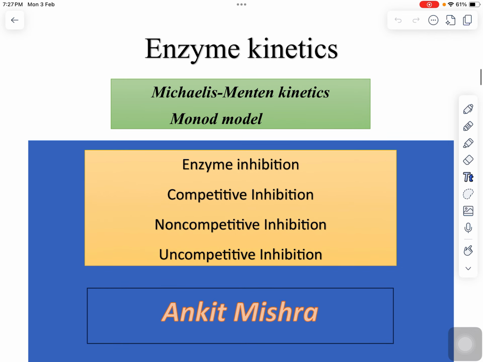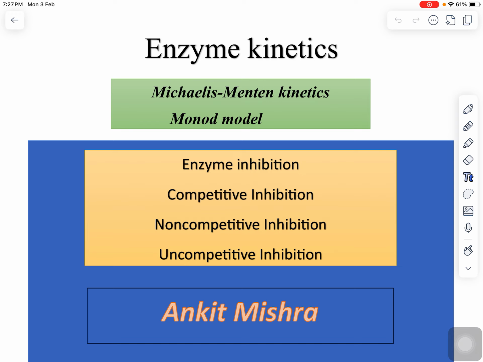So in this lecture, first I'll let you know what sorts of things I'm going to discuss. I'll be talking about enzyme kinetics and these two important equations that are in the GATE syllabus, Michaelis Menten kinetics and the Monod model. After that I'll be talking about enzyme inhibition, also competitive, non-competitive, and uncompetitive inhibition. I think all of these 4 or 5 points are very important for the GATE examination, and the questions will come from this particular topic only, right?